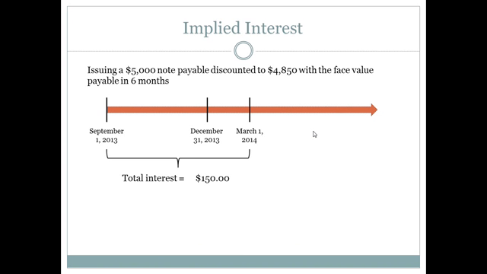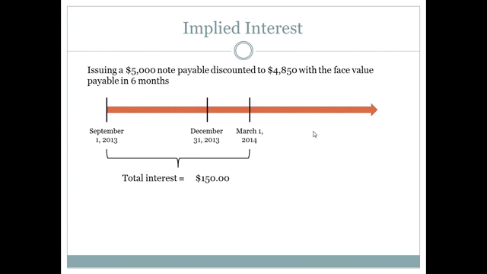The other thing that we need to do is make sure that we apply the matching principle and ensure that we record interest expense in the correct period. The $150 is for the entire 6-month period of time. Part of it applies to 2013, part of it applies to 2014.